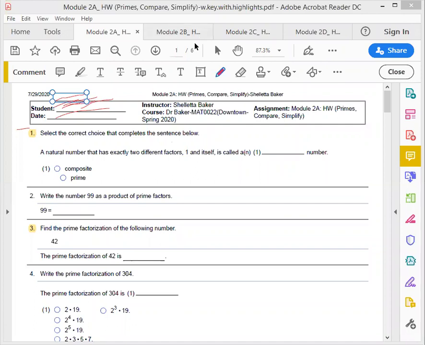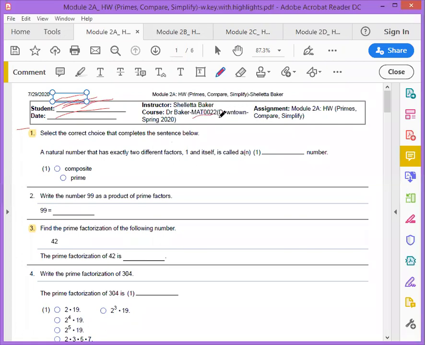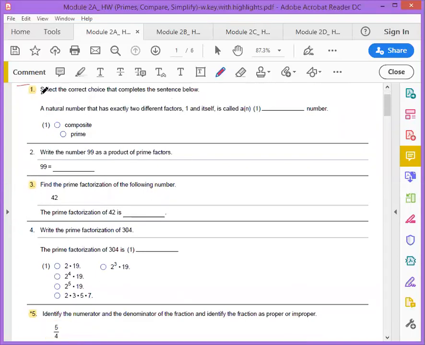All right, hello everyone. Today's video is for MAT0022, and this is Module 2A Notes. This deals with the homework, and in this section, you're working with numbers, prime numbers, comparing numbers, and simplifying numbers. We'll begin with number one and we'll continue with the rest of the highlighted problems.